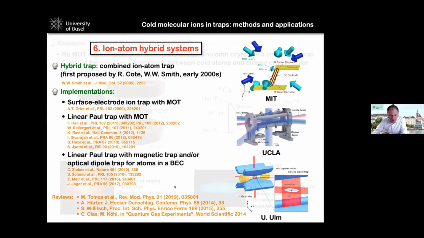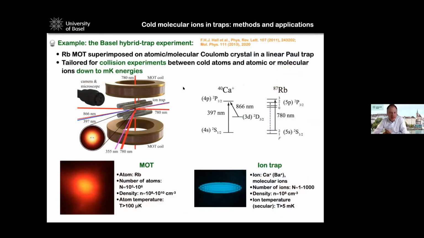So to give you some ideas about what these experiments look like, let me say a few words about the experiment that we have in Basel. Our hybrid trap experiment consists of a linear radio frequency ion trap, very similar, completely the same actually, as the ones that I introduced in my first lecture. And that is superimposed with a magneto-optical trap, consisting of two coils that create an inhomogeneous, quadrupolar magnetic field.